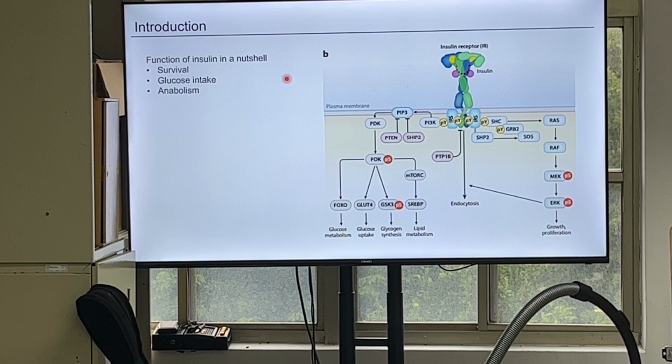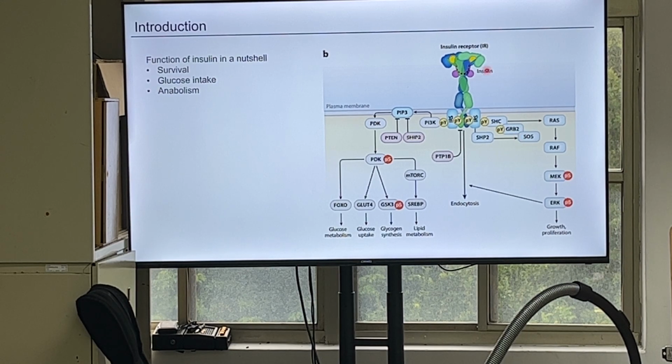of catabolism. Okay. And it also serves as a survival signal, because FOXO mainly deals with stress response, and ultimately it will lead to something like apoptosis, or other ways that your cell just dies. So by inhibiting FOXO, insulin can also serve as a survival signal.